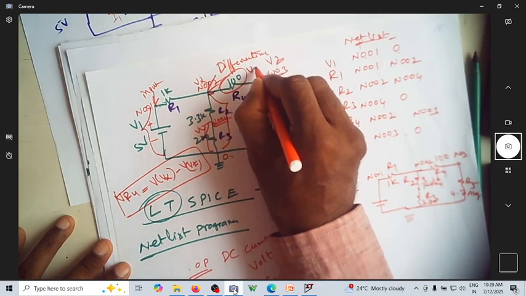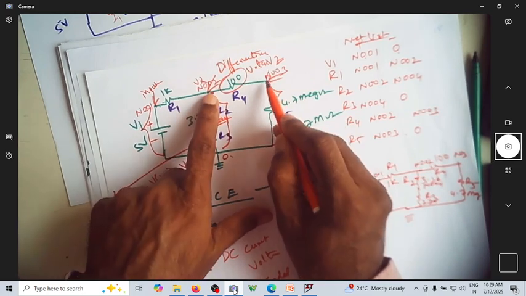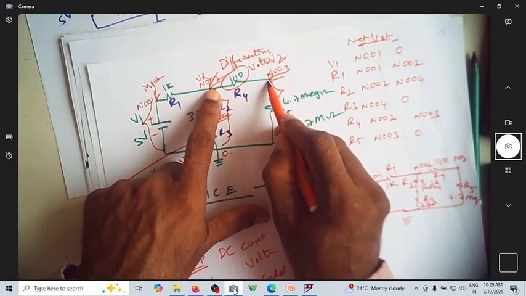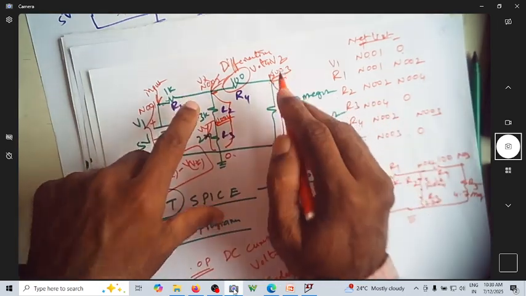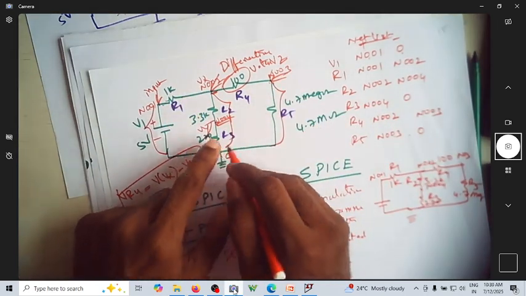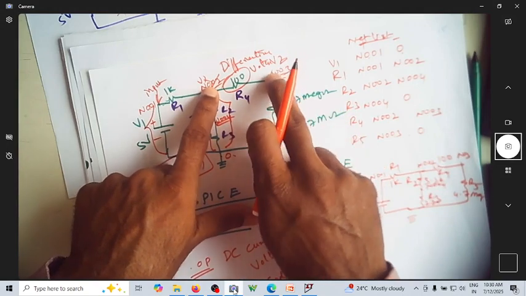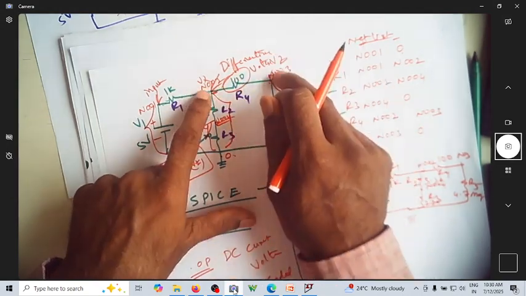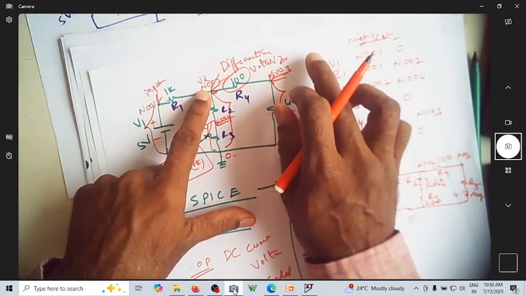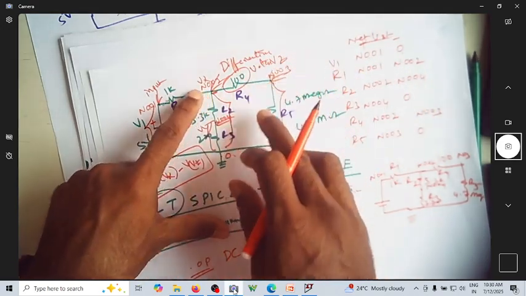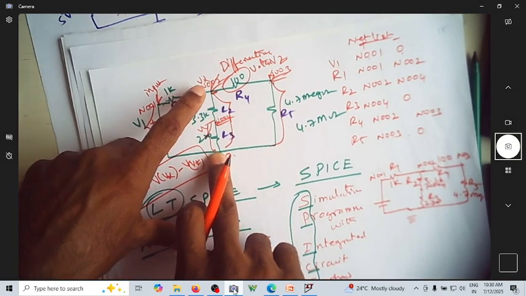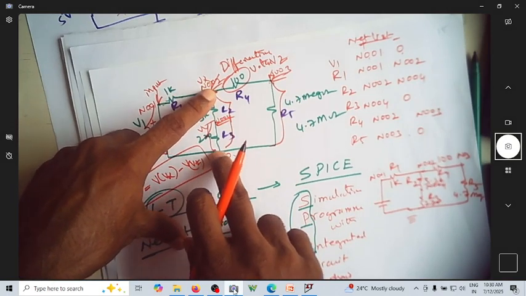Differential voltage, because the voltage that is measured is between two nodes. It is not with respect to ground. It is between these two nodes. If one of the nodes is not ground, then it is called differential voltage. If one is ground, with respect to which you are measuring, then that is called single-ended.